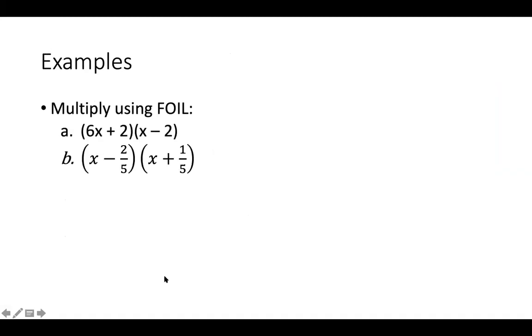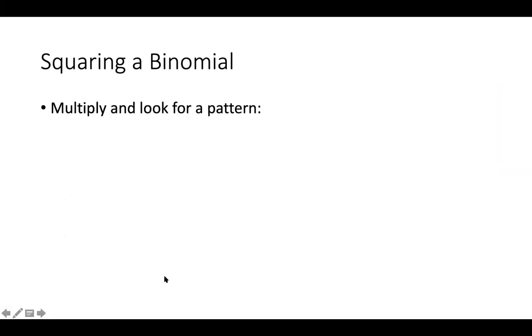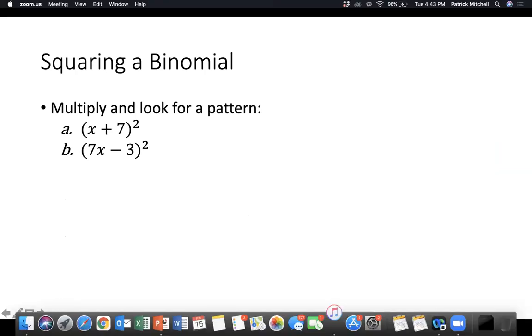All right, so we already did this. All right, so now we're going to talk about squaring a binomial. We did at least one example of this in the last section. So let's look at these first two examples. We'll do them the same way that we did them in the last section.